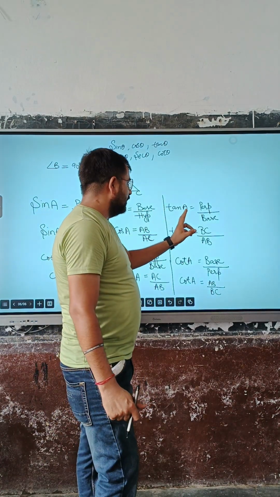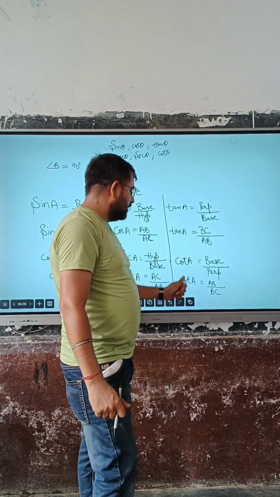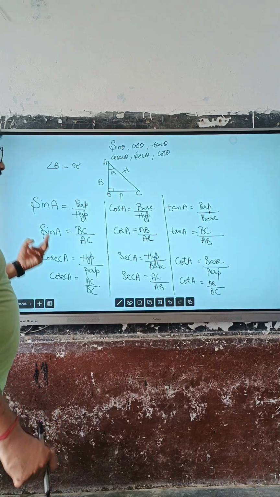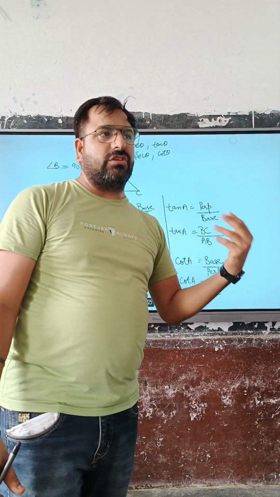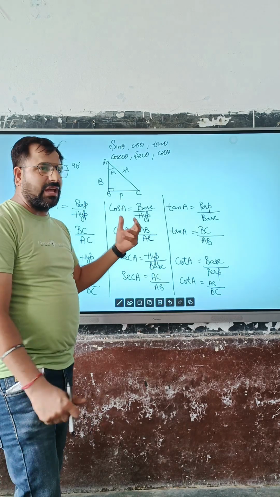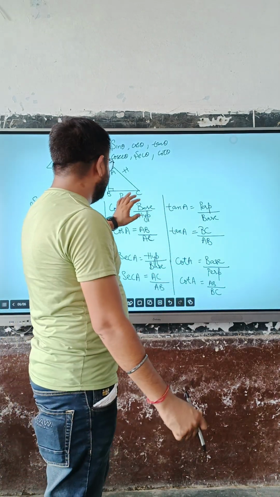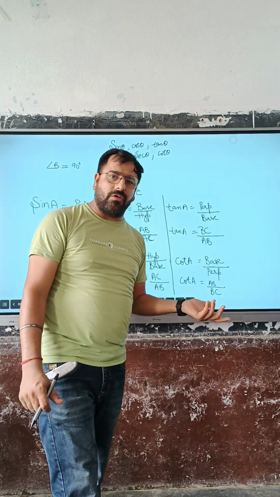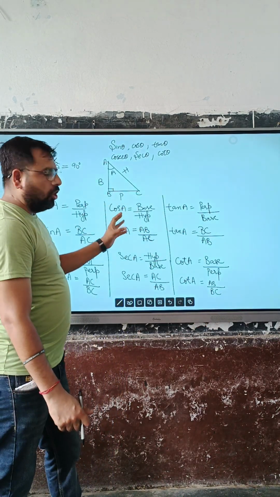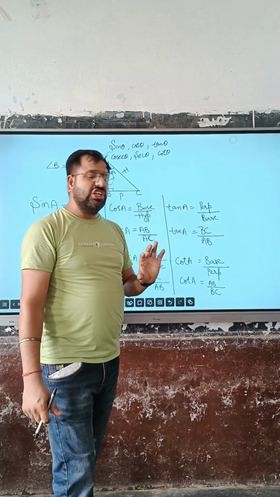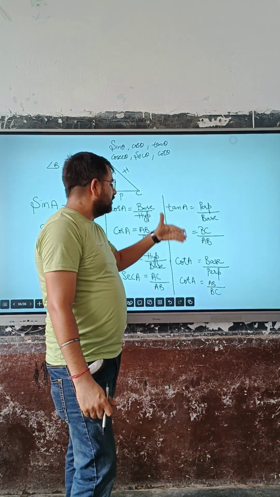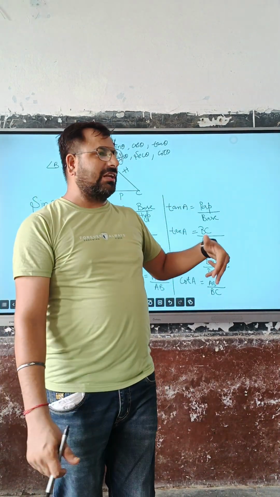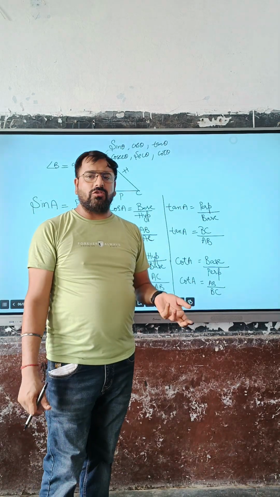Next relation, tan is perpendicular upon base, but cot is base upon perpendicular. So we can say that sine is a reciprocal of cosecant and cosecant is a reciprocal of sine. Cos is a reciprocal of secant and secant is a reciprocal of cos. And tan is a reciprocal of cot and cot is a reciprocal of tan.